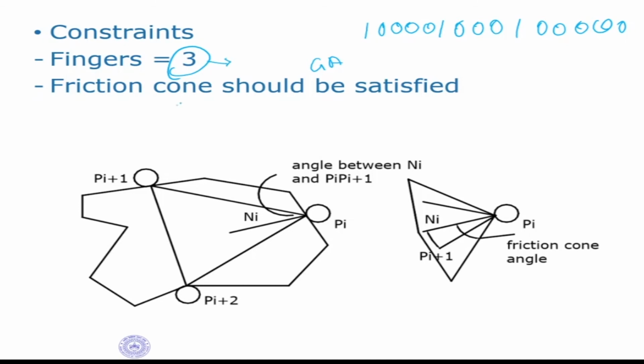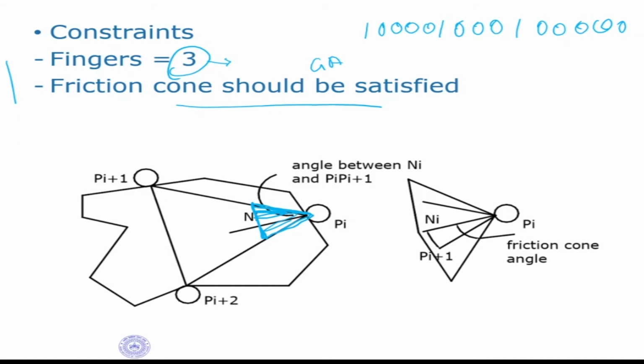And number 2, the friction cone should be satisfied. If I have a friction cone here, like that, then the normal force should be inside the friction cone, otherwise it will slip there. So these are the two constraints that are kept.